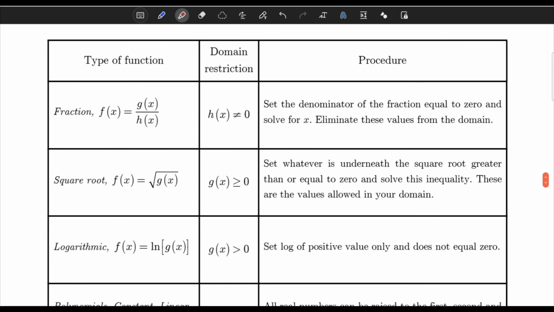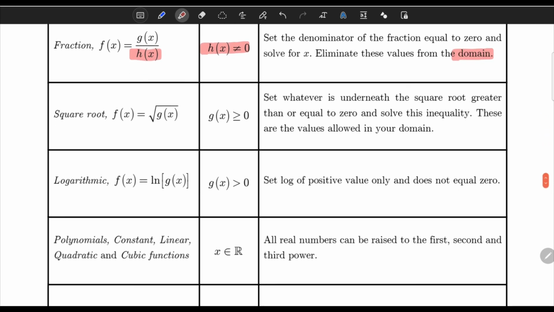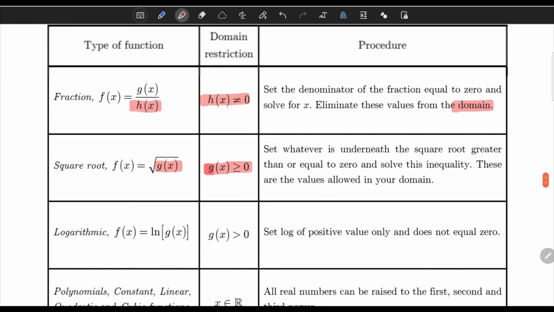So let's go through the table. If you have a fraction as a function, definitely the denominator cannot be equal to 0. Definitely you will use this when you have a reciprocal function. So from here, you will get the domain already. If you have a square root function, under the square root, the g(x) here will always be greater than or equal to 0. So that's where you get the domain, right?